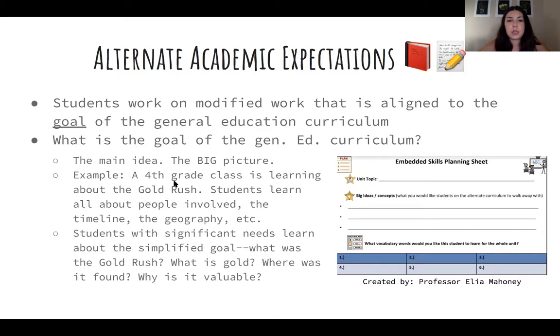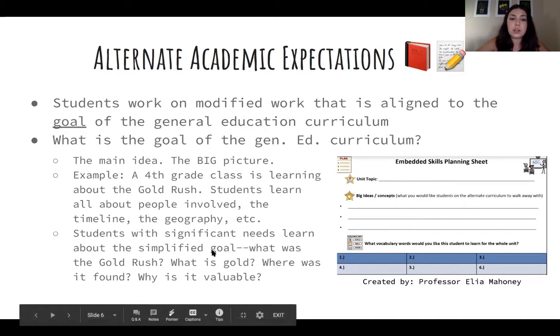An example being, let's say a 4th grade class is learning about the gold rush. Students learn all about people involved, the timeline, the geography, etc. There's obviously tons of things that are focused on in, let's say, a unit on the gold rush. So what would our student with a disability focus on?